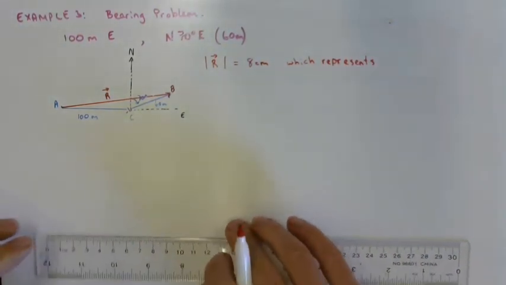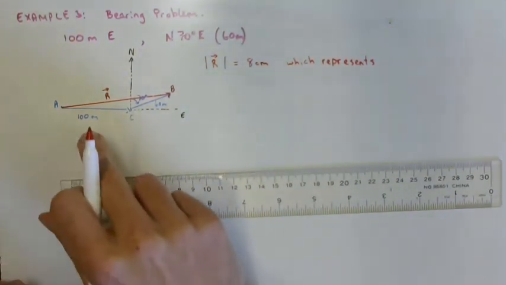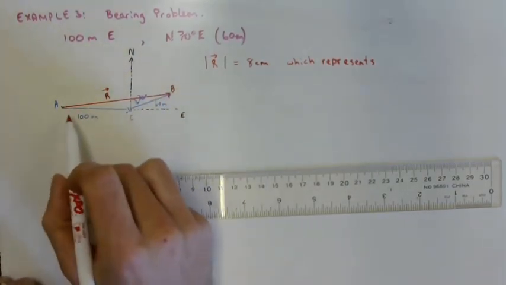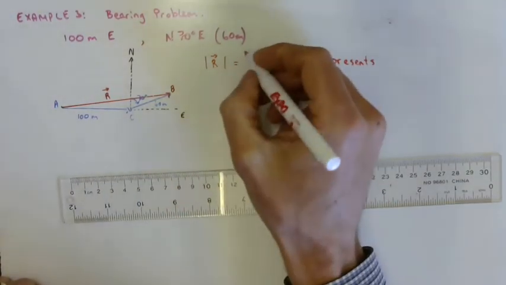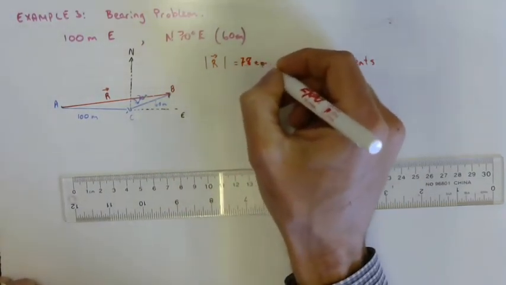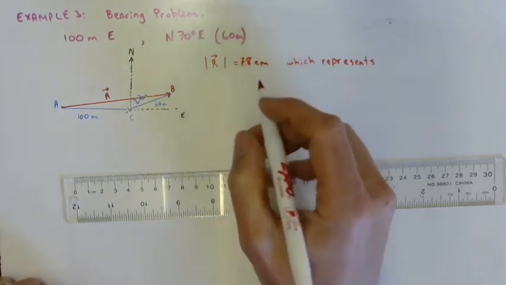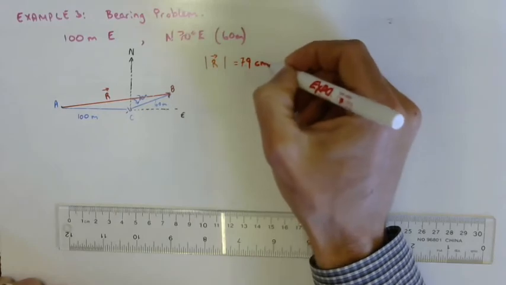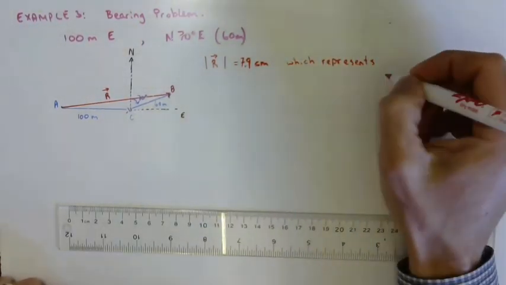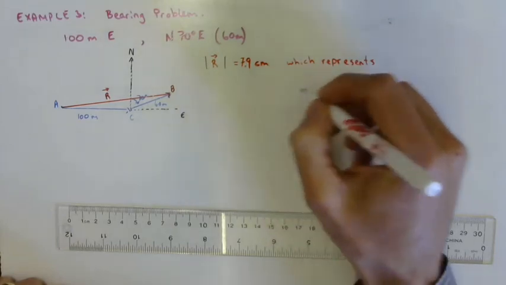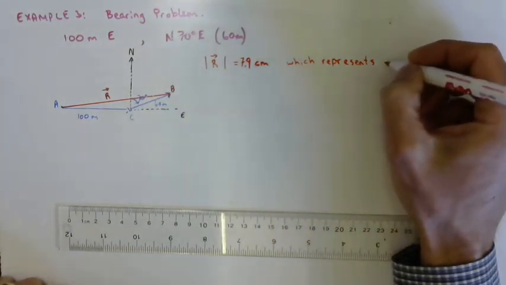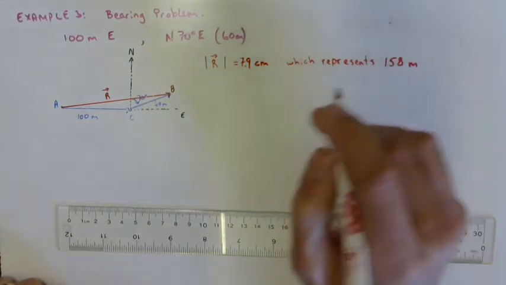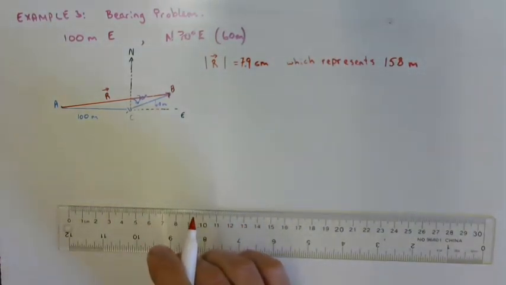This is kind of a silly example to do by hand because I shouldn't end up with 160 meters. The displacement here, the magnitude, can't possibly be 160 because that would be if it was a straight line. So my measurement is off. Let's call it 7.8, or 7.9 even. So it shows how accurate you ought to be with your diagrams. 7.9 centimeters, which multiplied by 20 is 158 meters. Okay, so there's our magnitude of our vector.